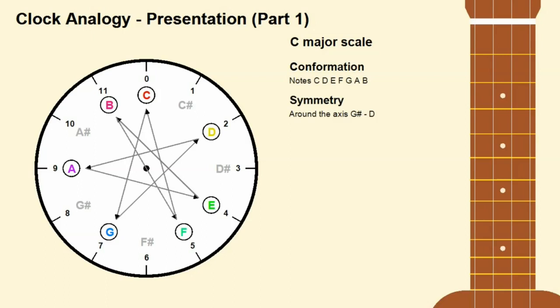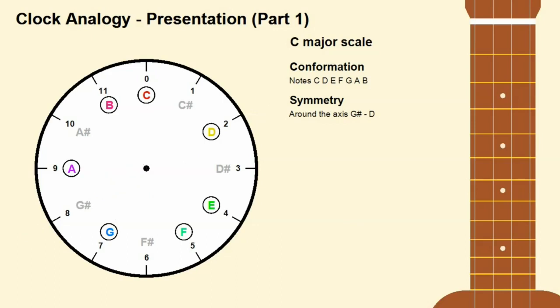Again, a non-regular star is obtained, but it has symmetry with respect to the same axis corresponding to the pentatonic scale, the straight line passing through the notes G sharp and D. A very important concept in the theory is the degree of a scale. We will use the C major scale to introduce this concept.